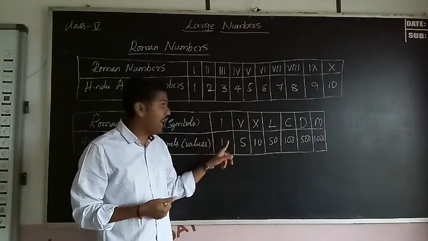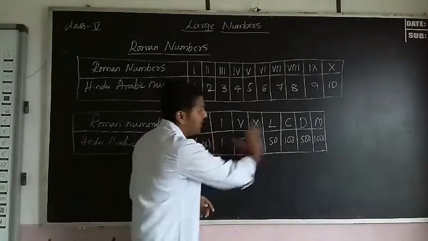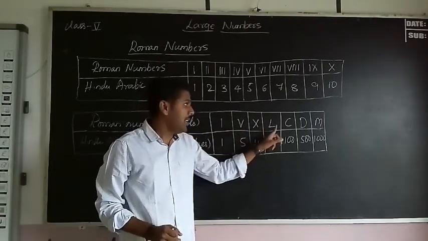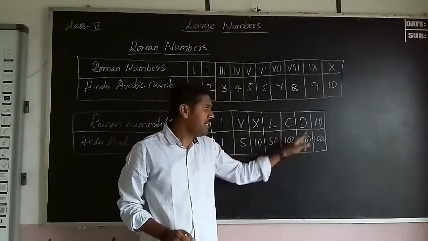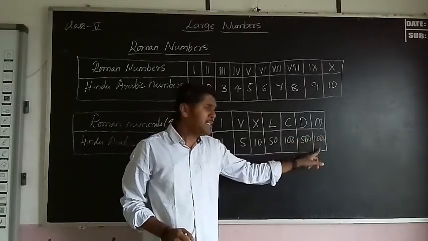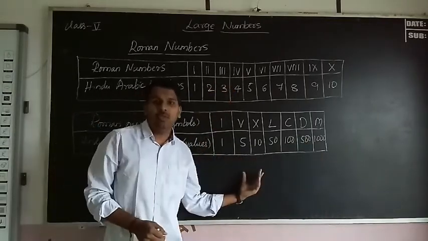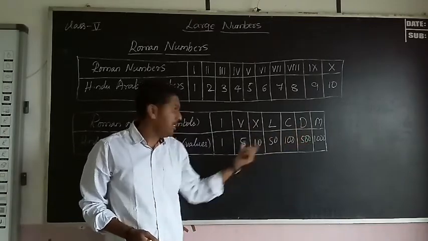I means 1, V means 5. Just remember all these. V means 5, X means 10, L means 50, C means 100, D means 500, and M means 1000. Just copy this in your notebook. You have to remember these 7 letters and their numbers.